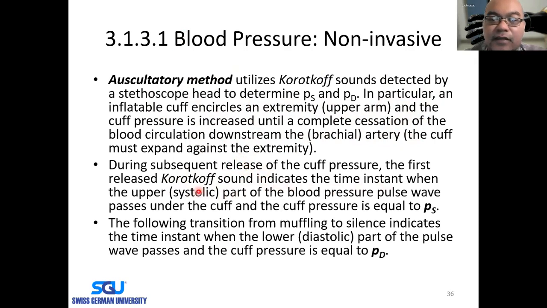This is the time instant when the upper systolic part of the blood pressure pulse wave passes under the cuff. And the pressure during that first Korotkoff sound equals the PS, the systolic blood pressure. After that, following the transition from muffling to silence, heard through the stethoscope, this is the time instant when the lower diastolic part of the pulse wave passes, and the cuff pressure will equal the diastolic blood pressure. This requires the use of this inflatable cuff.